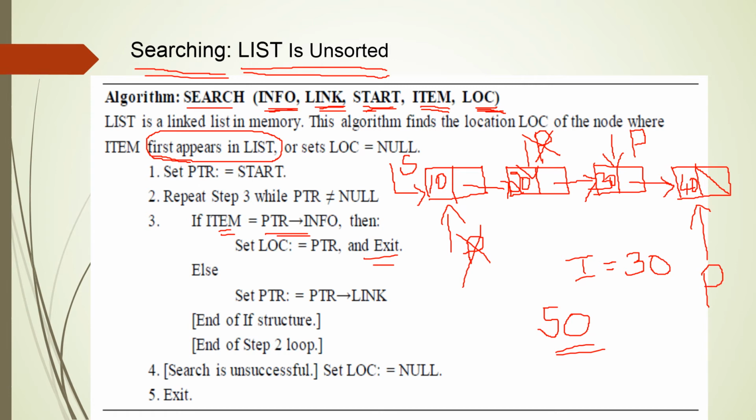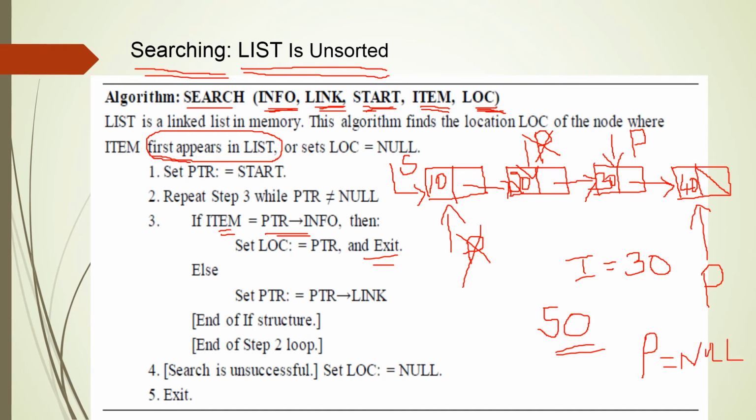So again PTR not equal to null. Yes, the condition is true. PTR is the address of the node which contains an element 40. So it will be evaluated as true. Then item 50 is equal to PTR of info, that is 40. Again condition is evaluated as false. It goes to the else part. PTR is equal to PTR of link. Now the value of PTR becomes null.